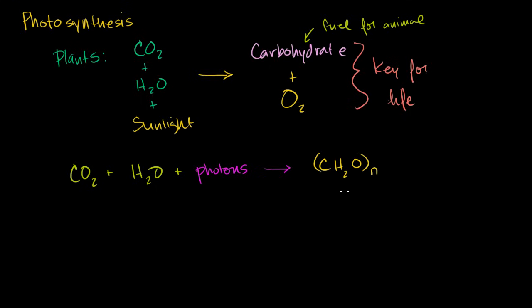And we'll put an N over here, so that we could have N multiples of these. Normally N will be at least 3. In the case of glucose, N is 6. You have 6 carbons, 12 hydrogens, and 6 oxygens. So this is a general term for carbohydrates, but you can have many multiples of that. You could have these long-chained carbohydrates. So you end up with a carbohydrate, and then you end up with some oxygen.